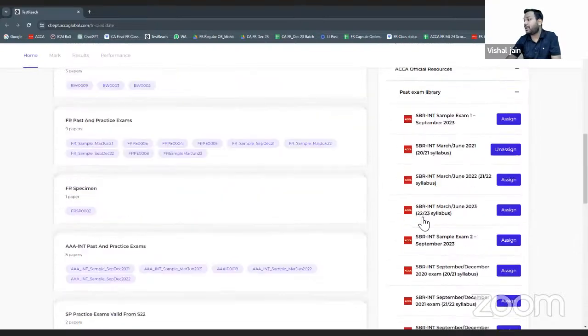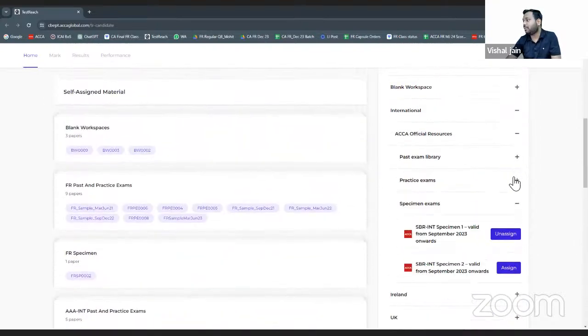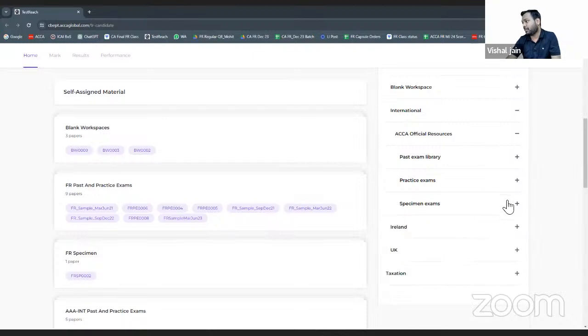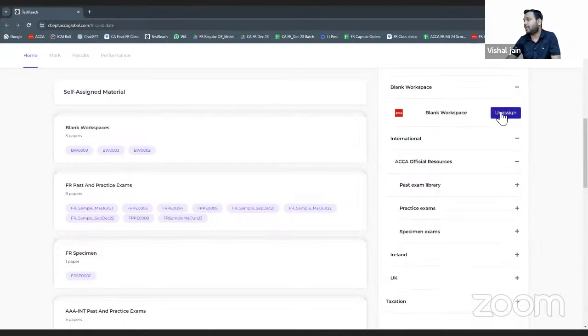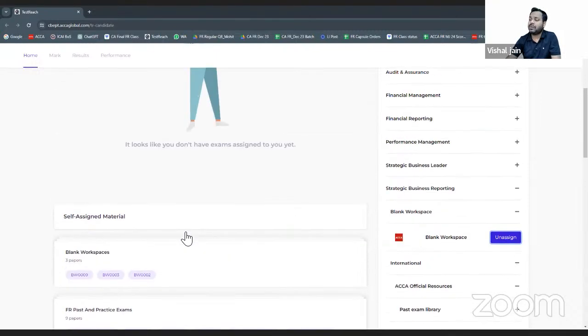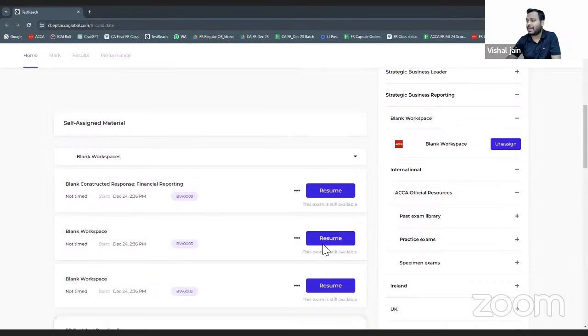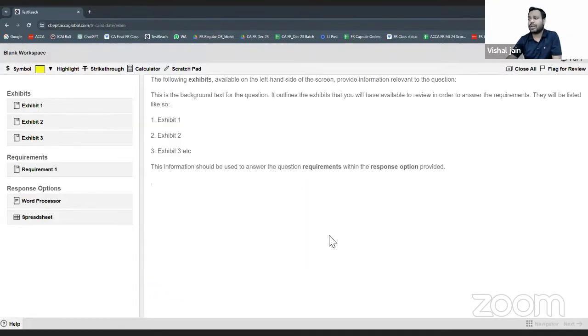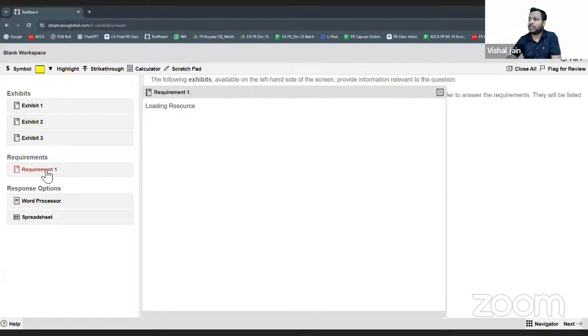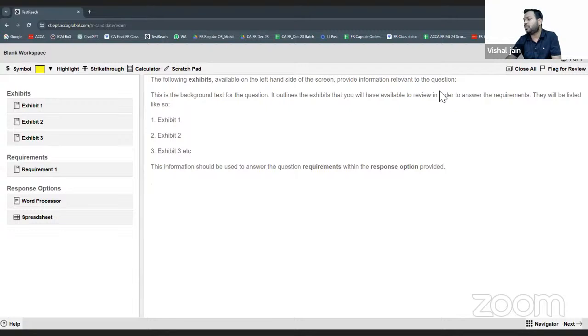Now further, the ACCA practice platform also gives you a wonderful place to practice. How come? See here, blank workspace. In the blank workspace, they give you a full exam level window wherein you can practice any question. This is how your window in the exam will look like. There will be exhibits provided, the question will be here, the requirement will be placed here. You will have a word processor and a spreadsheet to do calculations, and the word processor to write your justifications. So make optimum use of this practice platform, guys.